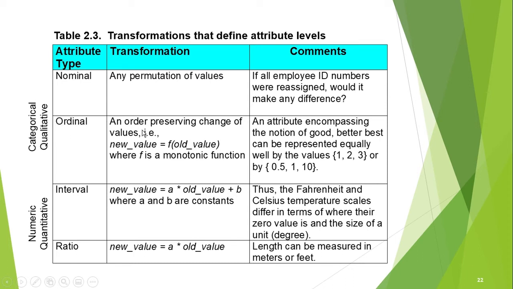Okay, an order preserving change of values. New value equals a function of the old value, where f is a monotonic function. Ang comments, an attribute encompassing the notion of good, better, best can be represented equally well by the values 1, 2, 3 or by 0.5, 1, 1.0, etc. So that's yung transformation, yung pwede daw yung ganyan. So, pag sinabing good, better, best, pwede din yung 1, 2, or 3.